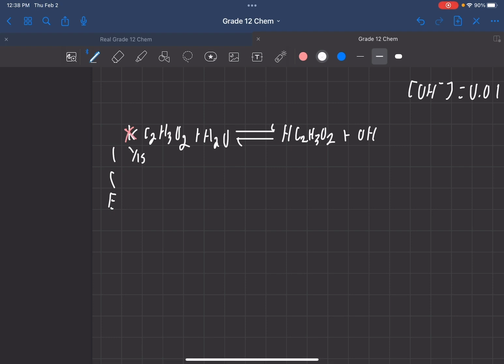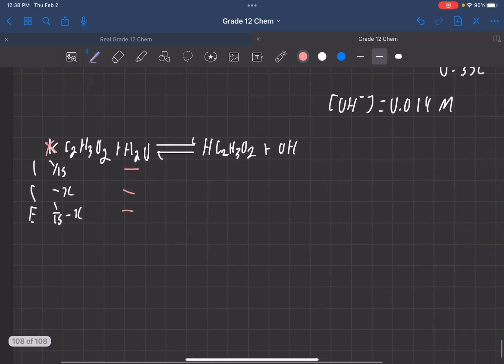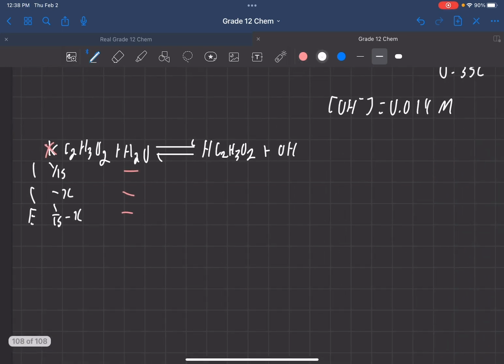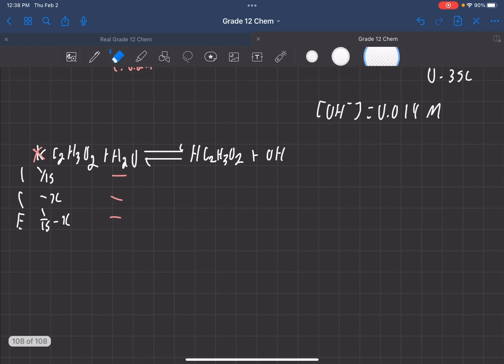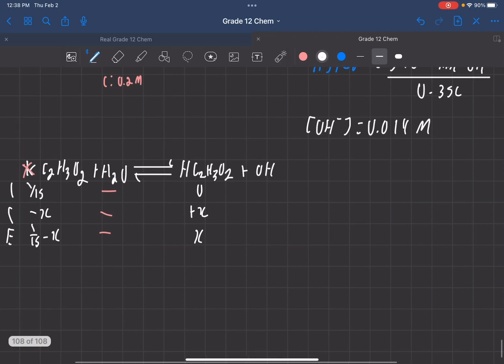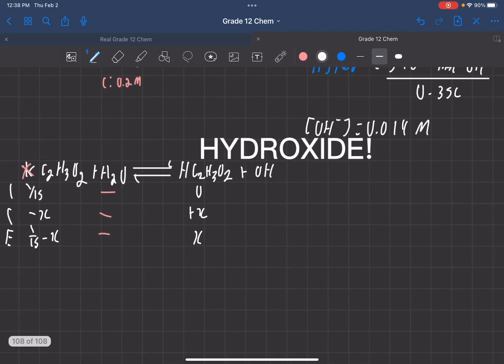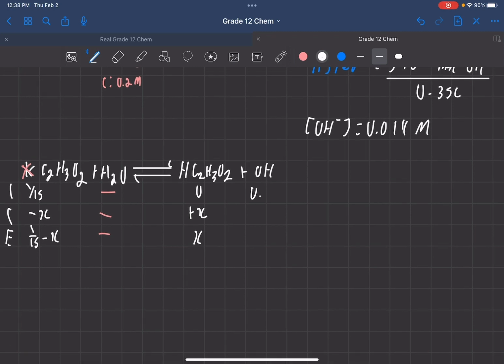So initially we have 1/15, the change is minus x, and we have 1/15 minus x. And again, the water is not going to do anything to the concentration, so we just put a 0 or a dash. And as for the ethanoic acid, initially we had 0, that's going to be plus x, and that's going to be x. And for the hydroxide, initially we had 0.014 molar. That's going to be plus x, and 0.014 plus x.